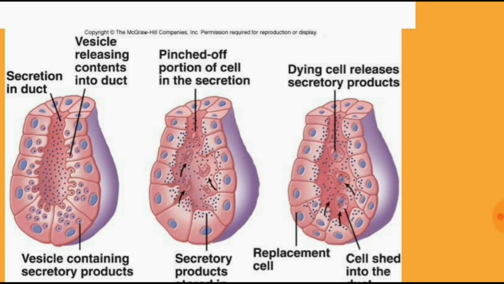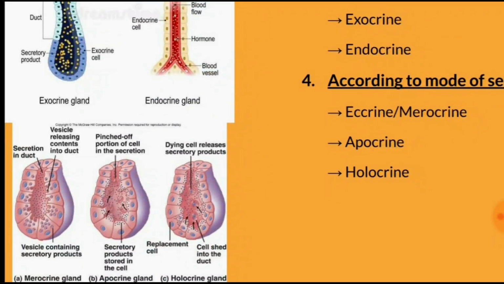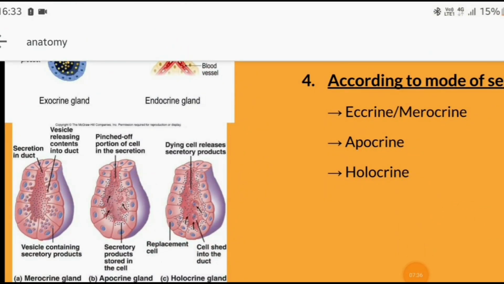Moving to the third type, which is holocrine, a dying cell is released along with the secretory product. So the cell which is at the stage of death or is about to die, along with the secretory substance, is released through the conducting duct of the gland. Okay, so these are the three different types based upon the mode of secretion, how the secretion is being sent.